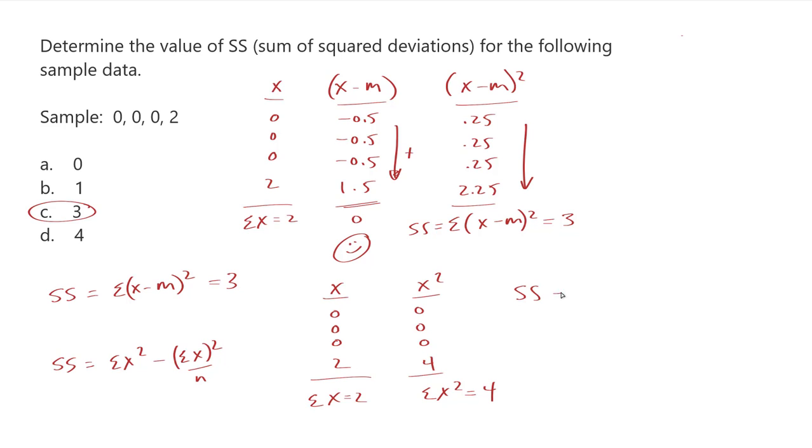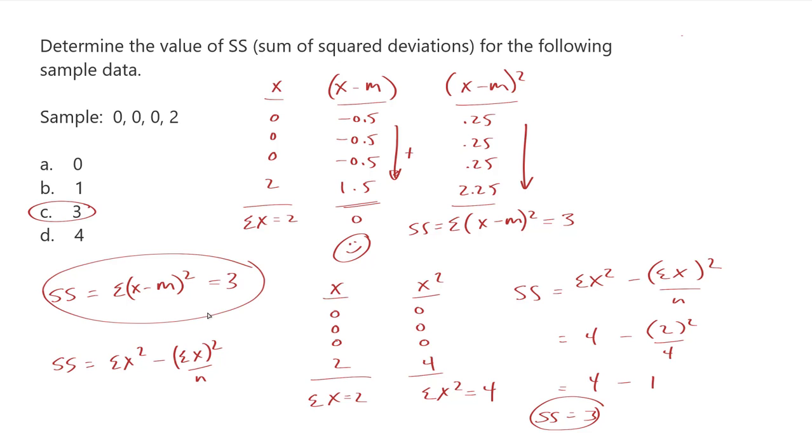And my sum of squares is equal to the sum of x squared minus the sum of x in brackets squared over n. This comes out to be 4 minus 2 squared over 4. What is 2 squared? That's 4 divided by 4. This is going to be 4 minus 1, because 4 divided by 4 is 1. This gives me 3. So we get the same result that we got using the definitional formula. The answer is 3.